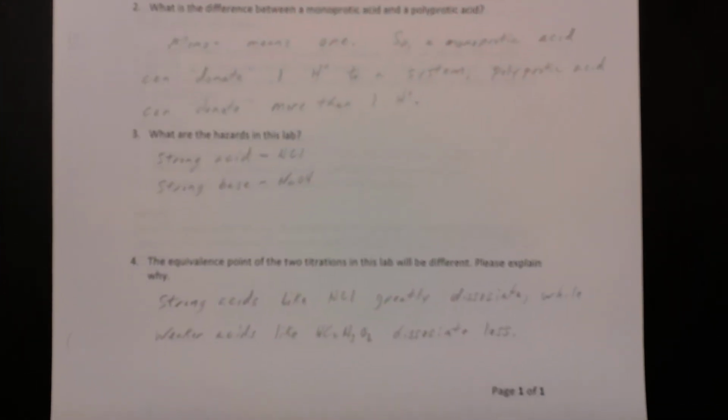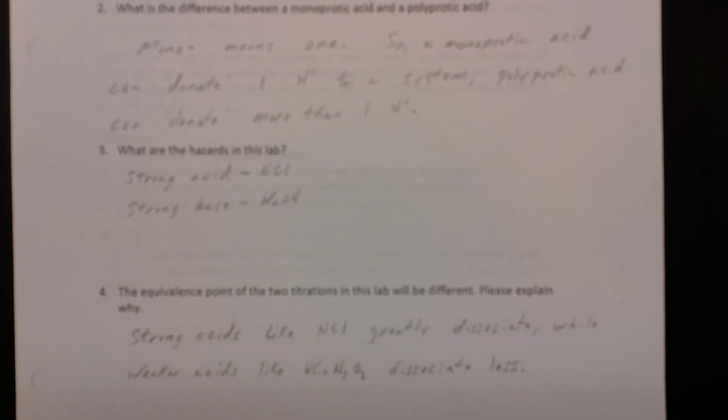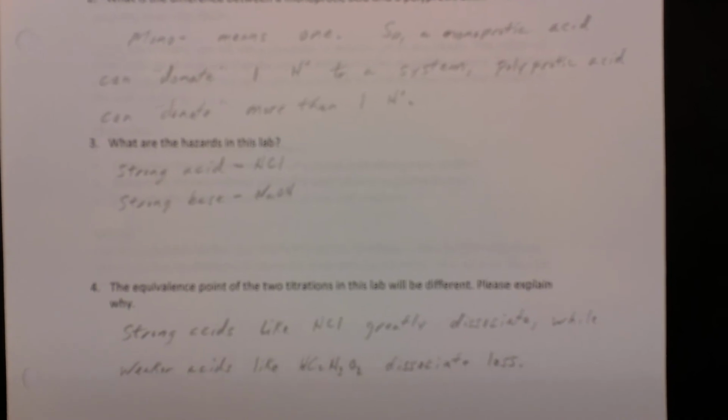The last question says, the equivalence point of the two titrations in this lab will be different. Can you explain why? Well, remember that strong acids, one of the ways we define a strong acid is that it can very fully dissociate. And weaker acids, like acetic acid, dissociate less.